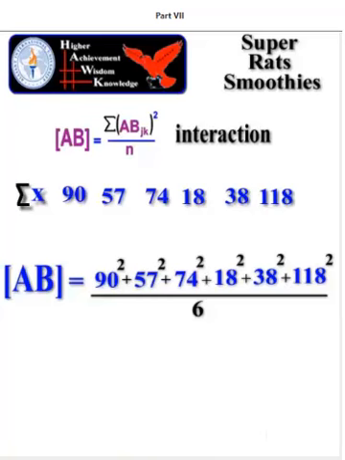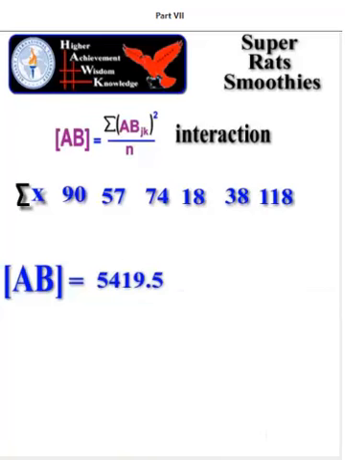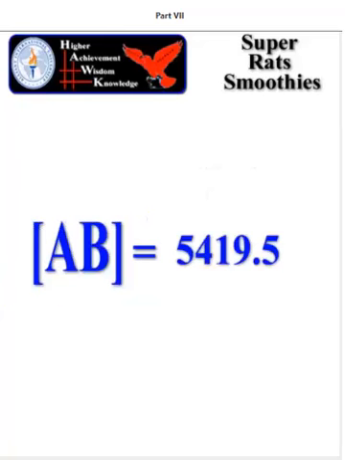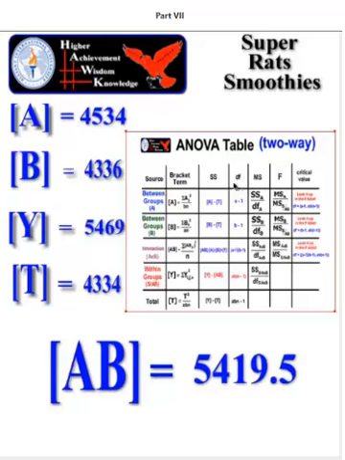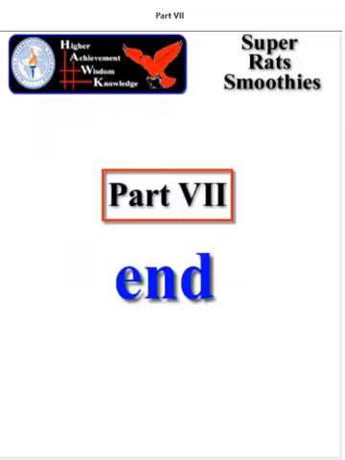So let's do some math. Thank God for calculators, huh? So we get a bracket term AB of that. So now we know the bracket term. Now we know all the bracket terms. So now this is where it's going to get fun. We're going to go ahead and plug these values into our source table and come up with some F ratios. There's our source table. But that will be the end of this, part 7.